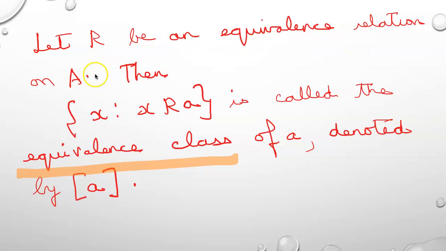Let R be an equivalence relation on A, then the set of all elements x such that x is related to a is called the equivalence class of a, denoted by this square bracket. So what is the square bracket? The set of all elements related to a.